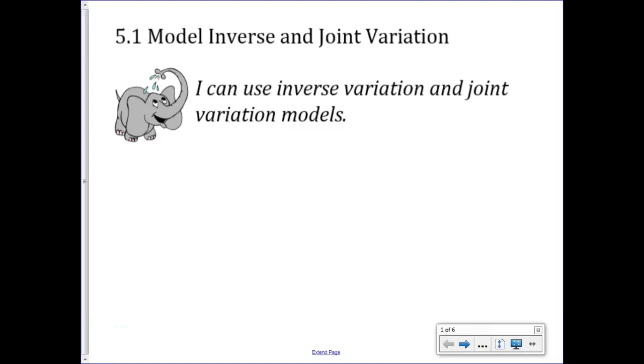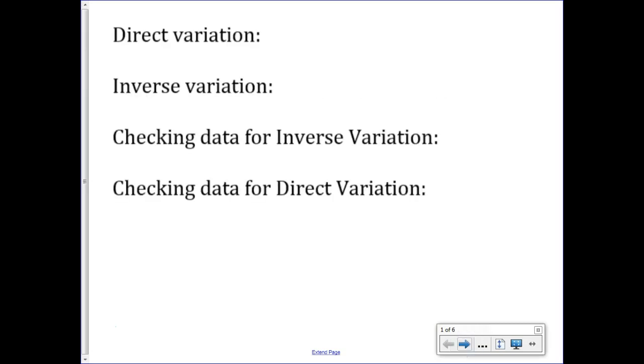Okay guys, today we are looking at inverse and joint variation. So in Algebra 1, you probably dealt with direct variation. And direct variation just looks like y equals kx, where we're multiplying. Inverse variation looks like y equals k divided by x.